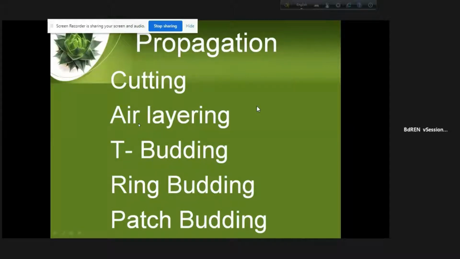So for your clarification, just think that we are cutting a portion of root and we are placing it in the soil media or in any media. Then from that root, shoot will be produced. It is also cutting. Then think about this: we are taking a portion of stem. Then we will place that stem in the media, for example, soil. Then from that stem, roots will be produced and also shoots will be produced. It is also cutting.